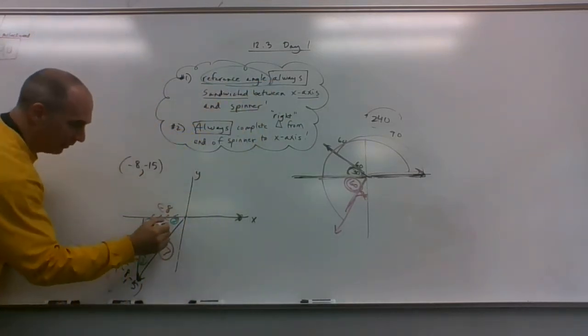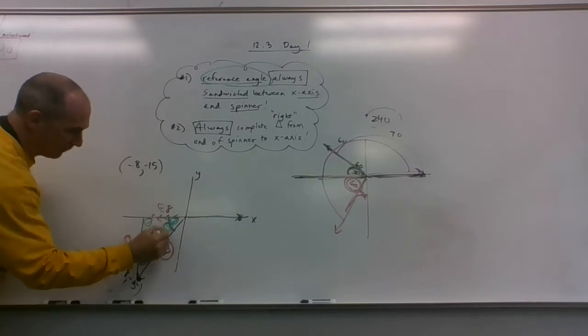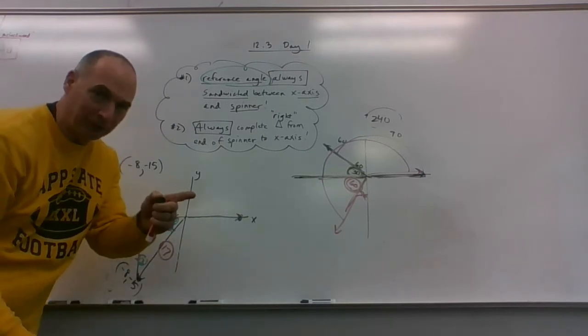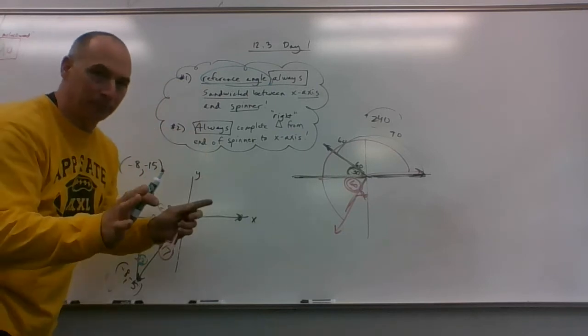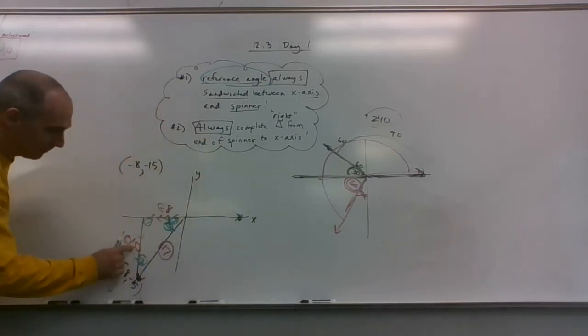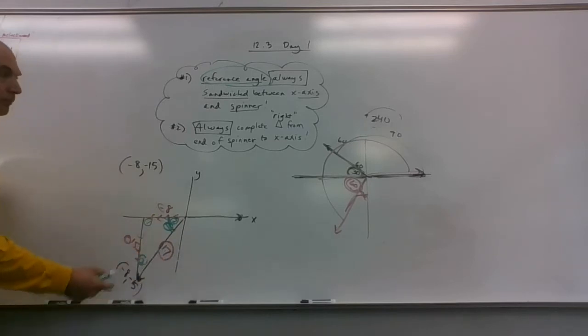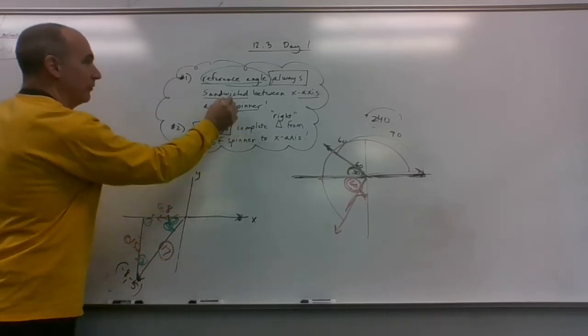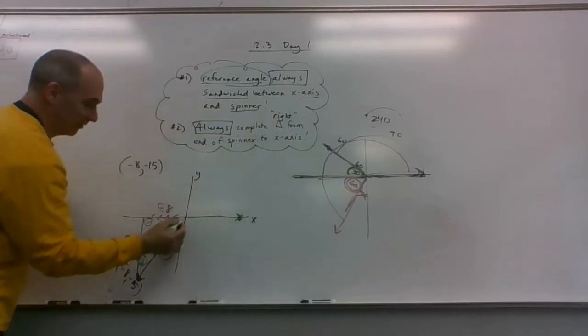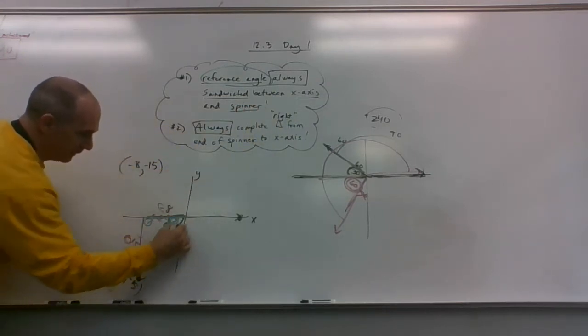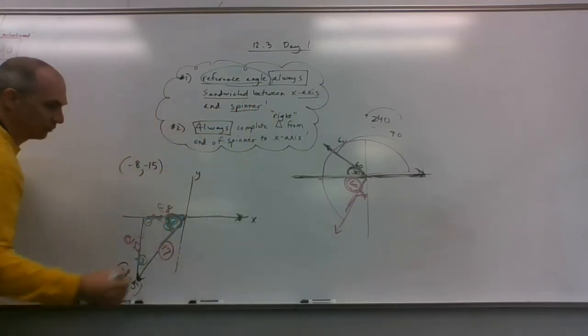Well, this angle would be my reference angle, which is huge because that sets the whole problem up. Because now this would be my opposite side. This is my adjacent side. This is my hypotenuse. Because it's always sandwiched between the x-axis and the spinner. Here's my x-axis. Here's my spinner. It's got to be angle 2.